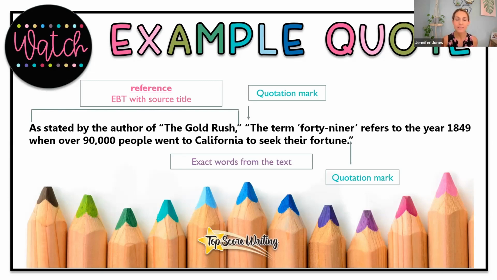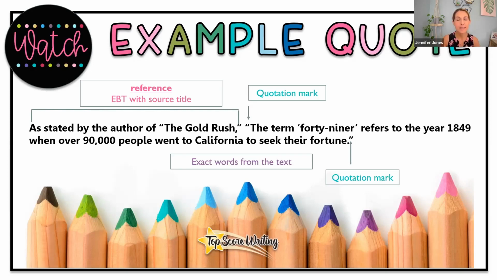At the beginning of the sentence, it says, as stated by the author of The Gold Rush. Now this lets our reader know that our quote came from the gold rush. Now, the phrase at the beginning of that sentence, as stated by the author, that is called EBT.